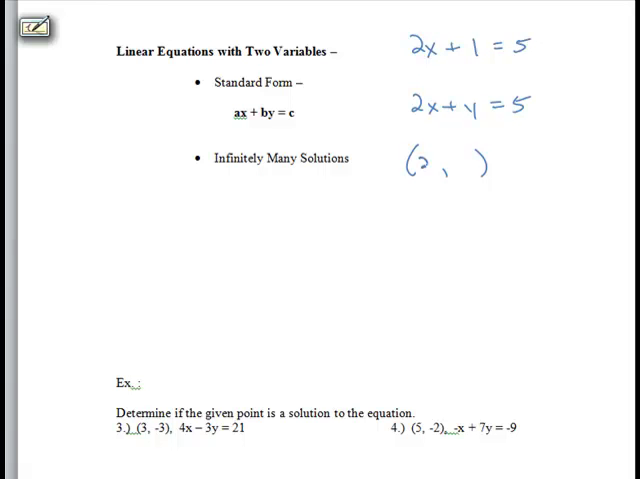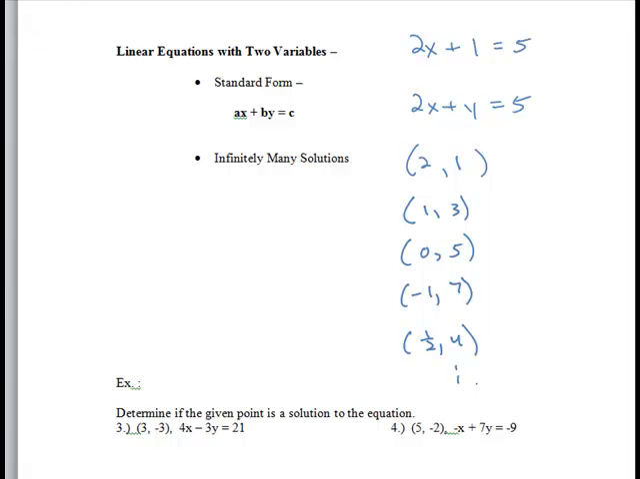For instance, the point (2, 1). When x is equal to 2, y is equal to 1, the left-hand side equals the right-hand side. 2 times 2 is 4, plus 1 is 5. Another example, (1, 3), (0, 5). Negative values will certainly work. (-1, 7), (1/2, 4). We could keep going and going and going.